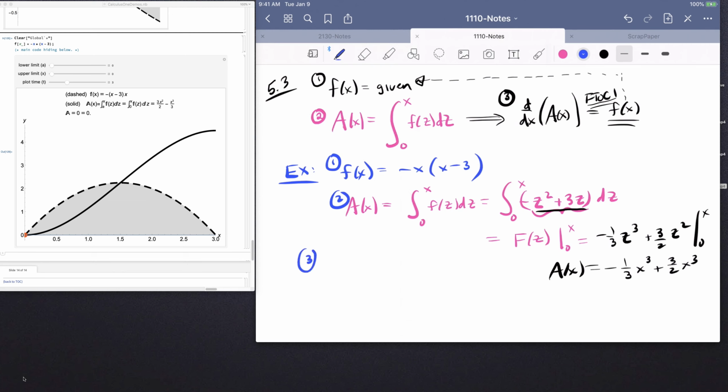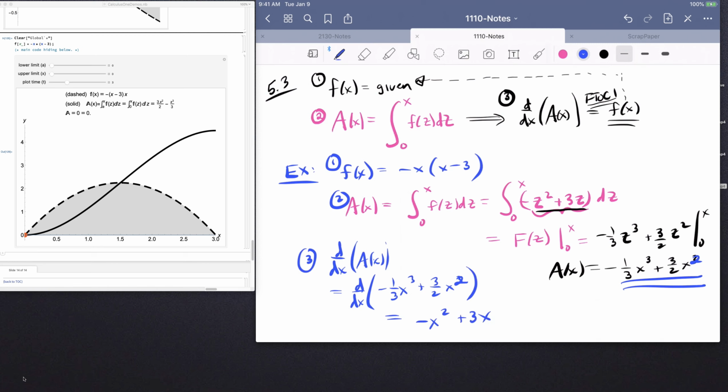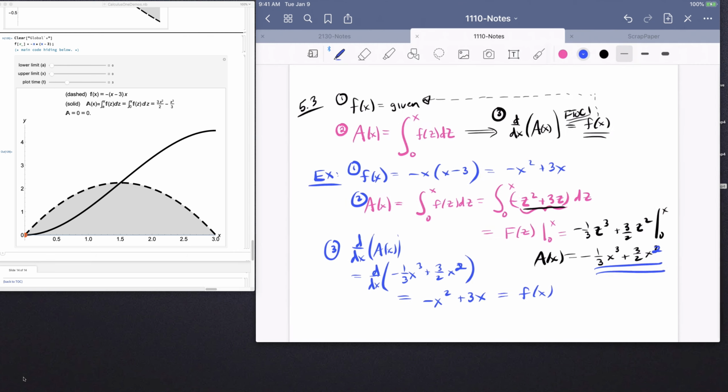Moving to the third step, now that you've found an area function, we can take the derivative of it with respect to x. The derivative of this known area function, negative 1/3 x cubed plus 3/2 x squared, would be negative x squared plus 3x, which is the original function, negative x squared plus 3x. So we got back, as promised, to the original function.